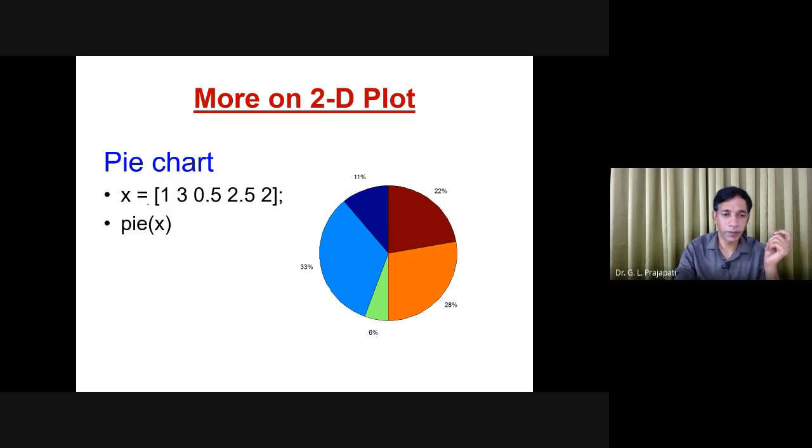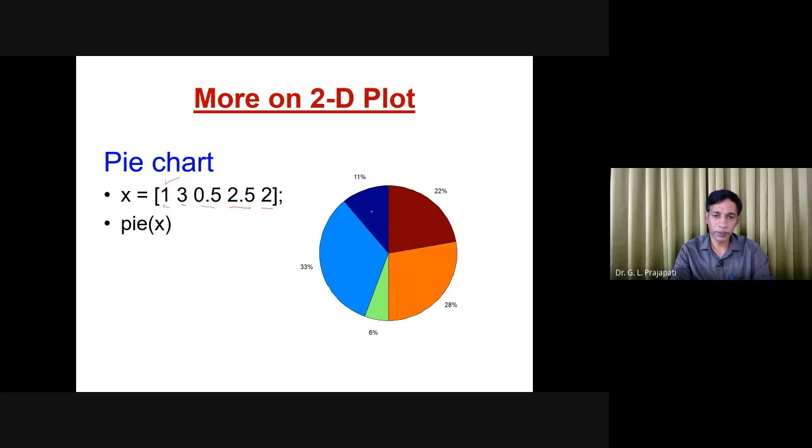So x is the data, like you have 1, 3, 0.5, 2.5 and 2. So 1, 2, 3, 4, 5. And you say this is the two-dimensional plot. So you just say pie(x). If you say pie(x), x is the data points corresponding to the values of your x vector. You will have the area in the pie chart.